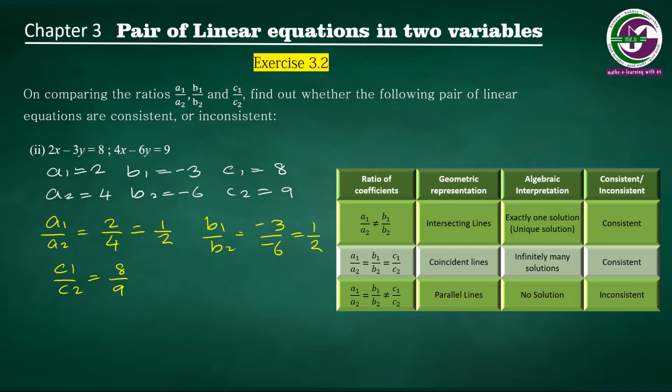Now you can see that A1 by A2 is equal to B1 by B2 is not equal to C1 by C2. Which one? It is the last one. So A1 by A2 equals B1 by B2 not equal to C1 by C2. So it is a parallel line, no solution. If there is no solution, the given pair of linear equation is inconsistent. So it is inconsistent pair of linear equation. Inconsistent.